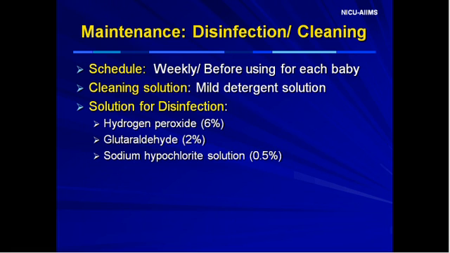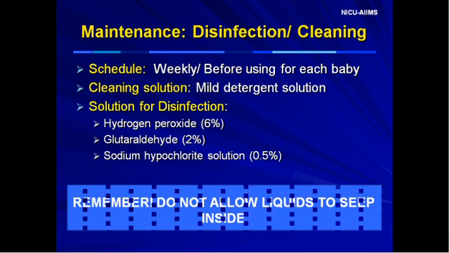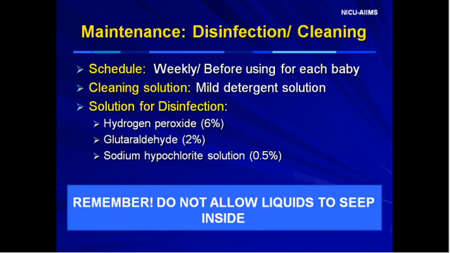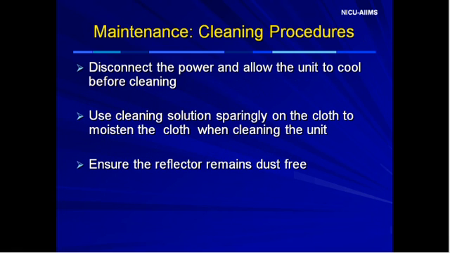Visible stains should be cleaned with a moist cloth soaked in mild detergent solution. The solutions used for disinfection are 6% hydrogen peroxide or 2% glutaraldehyde or freshly prepared 0.5% sodium hypochlorite solution. It is to be remembered that there should be no spillage of fluids inside the unit while cleaning the unit.